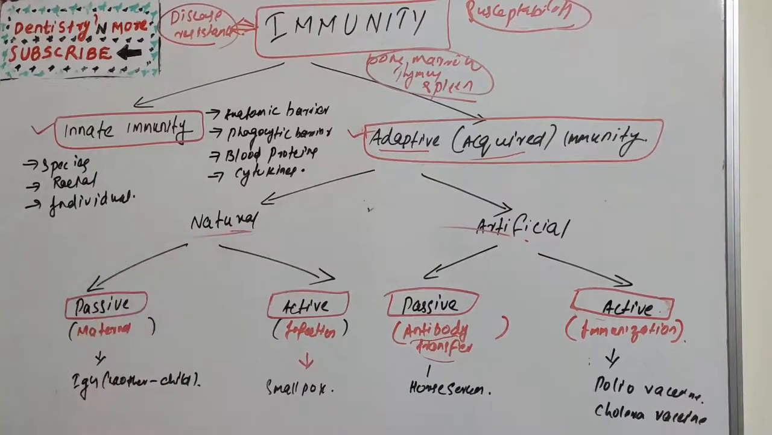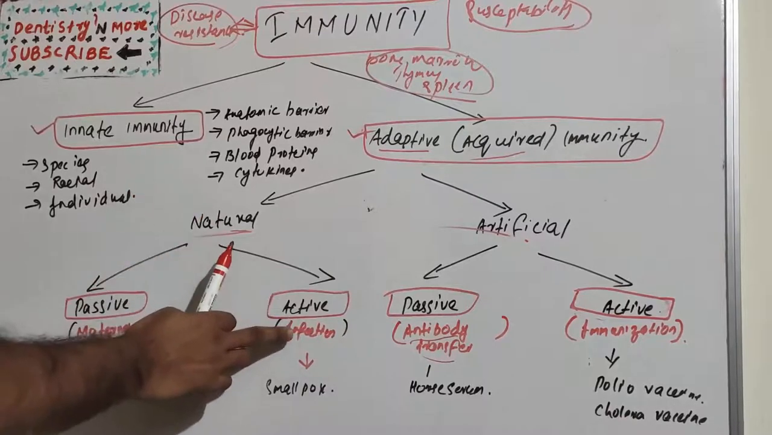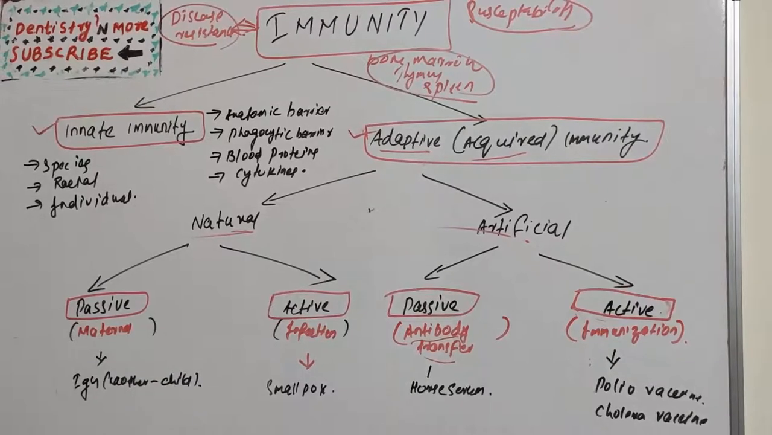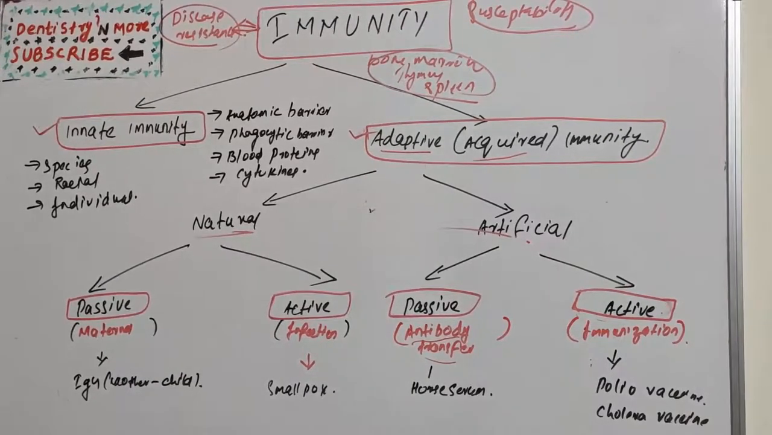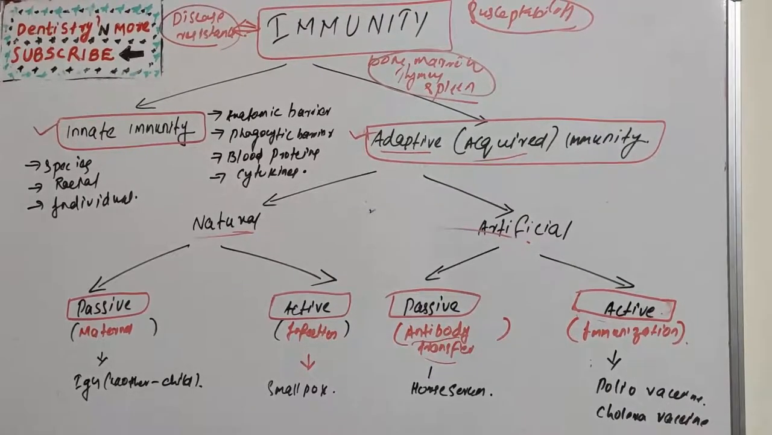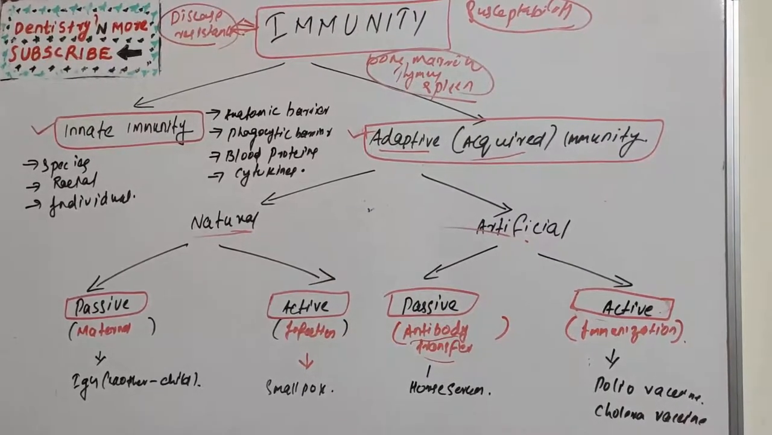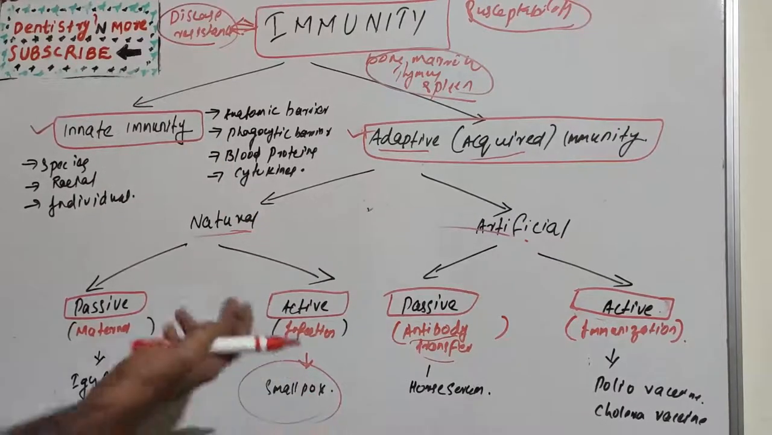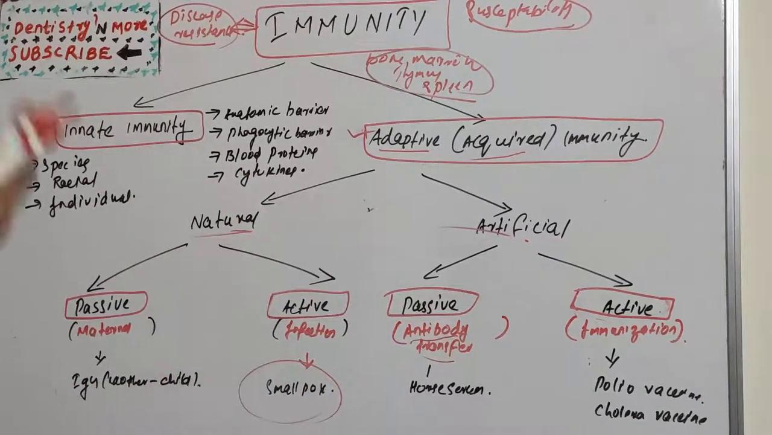Whereas for the natural one, we have the maternal transfer of immunity to the child, that is passive immunity, and infection like smallpox. Through smallpox we get infection and later we develop immunity against such diseases, because people with infection of cowpox are already having immunity against smallpox. That's how the development of the smallpox vaccine came into existence. Anyway, that is another story.